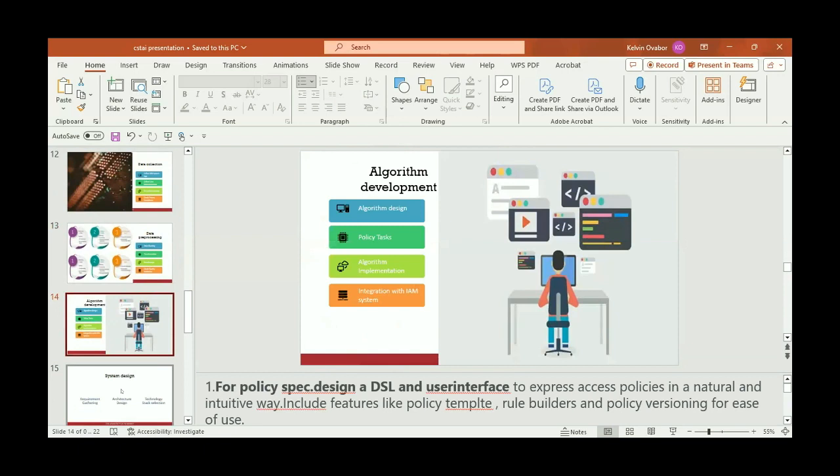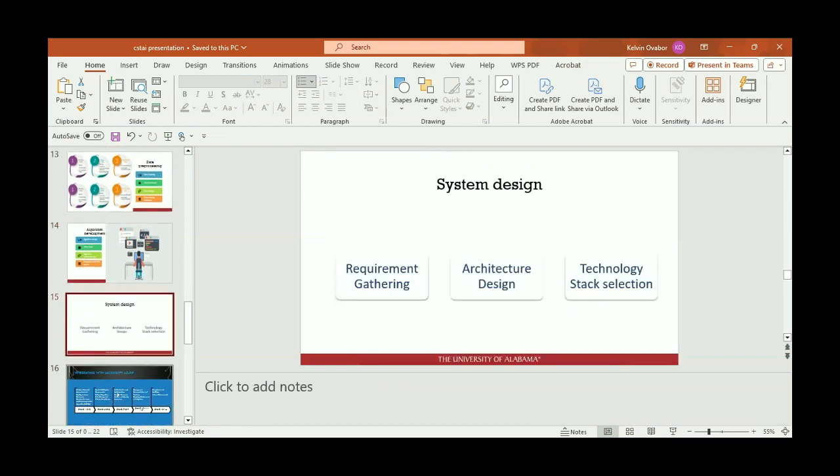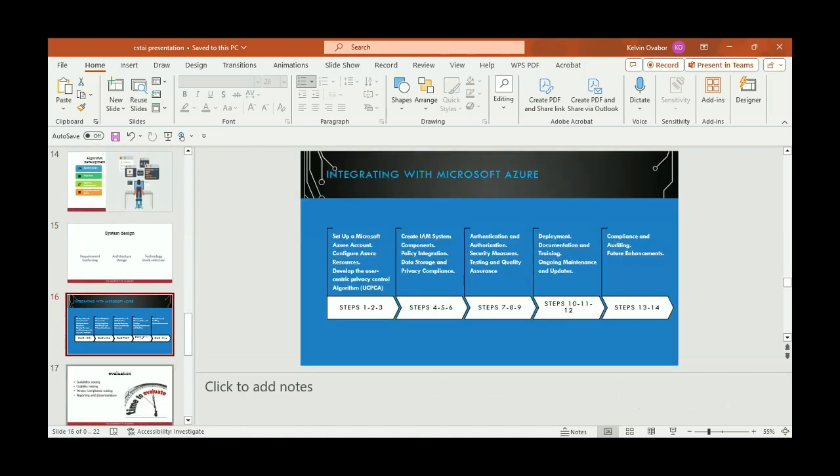Now, the next step is the algorithm development itself. This is a part where we have to design the user-centric privacy algorithm itself. Based on that, we look at the policy tags, then we implement the algorithm and integrate it with the IAM system itself. Now, when we talk about the system design, we're looking at it from the requirement gathering, the architectural design, and the technology stack selection that we are going to make use of in the study itself.